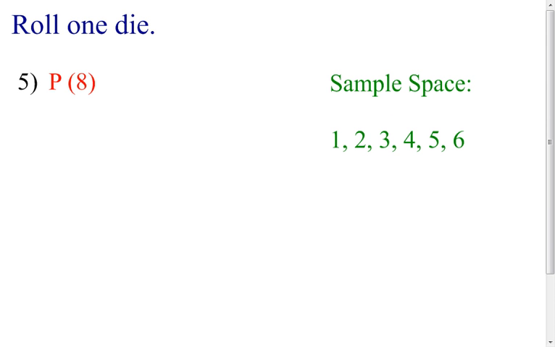Rolling one die, again, key one die here. I want to know the probability that you can get an 8 when you roll one die. Okay, probability, there's 6 total outcomes. There is no outcome where you can get an 8. So the probability is 0 out of 6, which is, of course, 0.